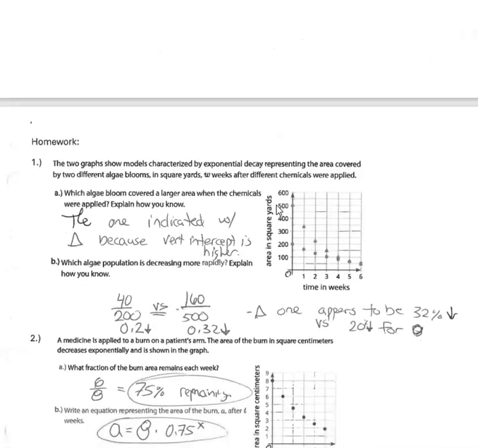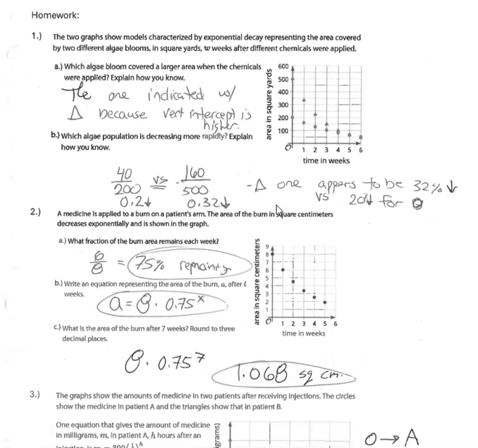Now let's go ahead and move on to the homework. On this first problem here, it says the two graphs show models characterized by exponential decay representing the area covered by two different algae blooms in square yards w weeks after different chemicals were applied. And it's asking the first one, which algae bloom covered a larger area when the chemicals were applied, meaning which one starts out higher. And you can see that that would be the one that was represented by triangles. So the one indicated by triangles, because of the vertical intercept, which is normally called the y-intercept, is going to be higher. It is going to be 500 versus 200.